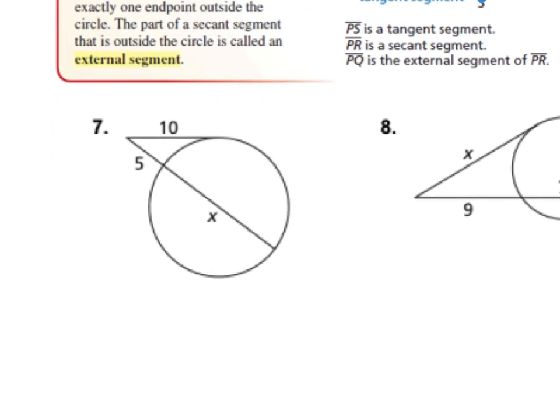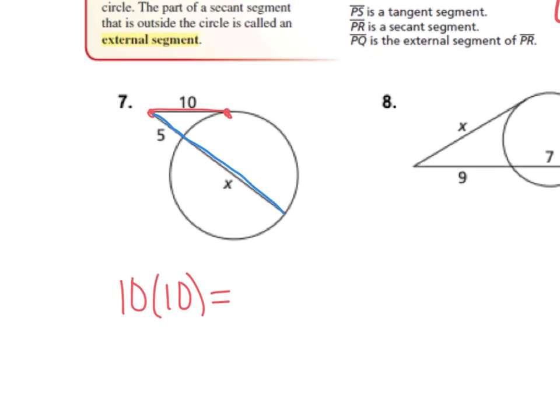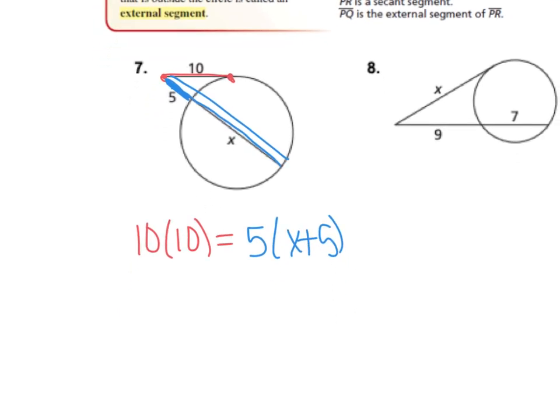So let's look at number 7. Okay, we've got my tangent here. From here to here is 10. Well, the outside part of that is 10, and the whole segment is also 10. So you're going to have 10 times 10. That's the outside times the whole. And then when you have your secant on the other one here, just like before, the outside is 5. The whole is x plus 5.